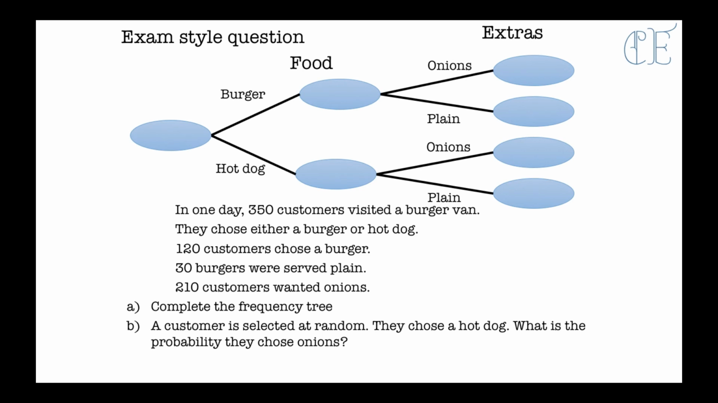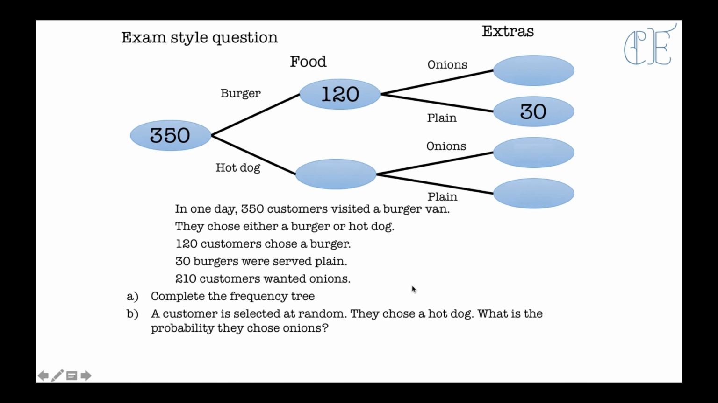Okay, if you've paused the video and had a go, it says that in one day, 350 customers visited a burger van. So 350 would go there. They chose either a burger or a hot dog. 120 customers chose a burger. 30 burgers were served plain, and 210 customers wanted onions. So let's put that information in. 350 people altogether, 120 chose a burger, 30 said they wanted it plain, 210 customers wanted onions.